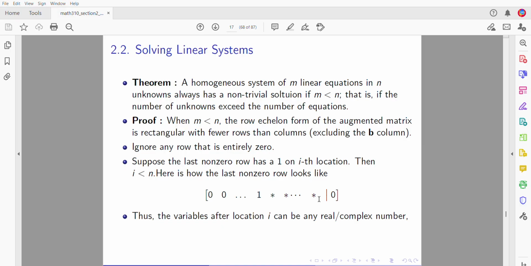The variables after location i, suppose this is location i, can all be any real or complex number, resulting in infinitely many solutions. That's the story. That's all.